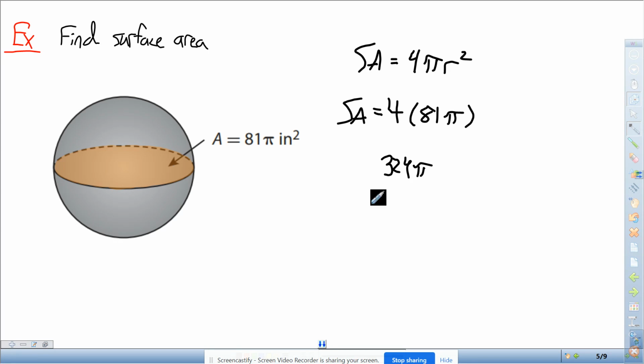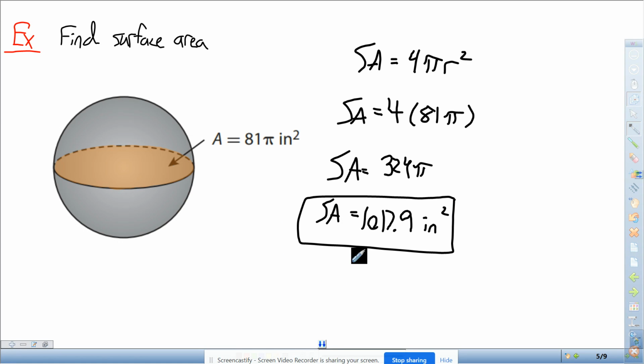So potentially this could be our answer, but if we wanted to go one more step and actually do what we normally do and multiply that thing times pi, we would get that our surface area is 1017.87, which I'd round that 8 up to a 9 then. And it looks like that'd be in inches squared.